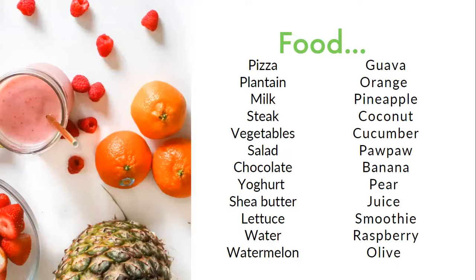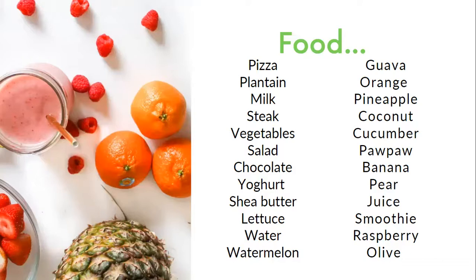There are several ways people mispronounce this word. Watermelon is the right pronunciation. Guava. Orange, not orange. Pineapple. The first syllable of this word is stressed. Pineapple, not pineapple or any other way. It's been said the wrong way.